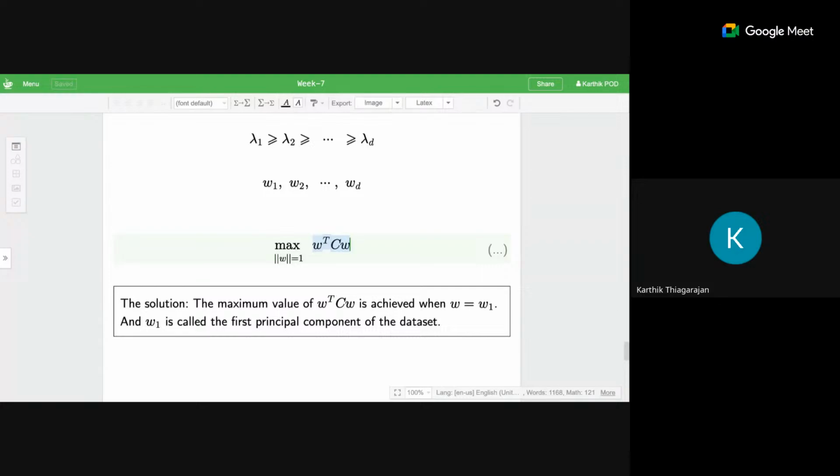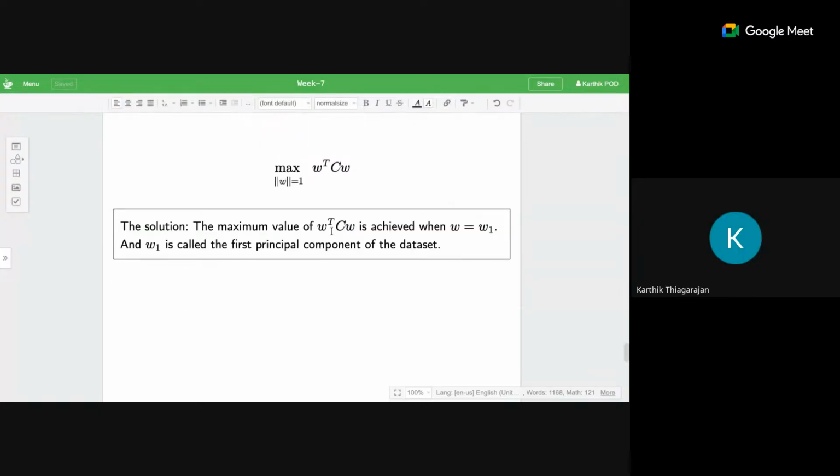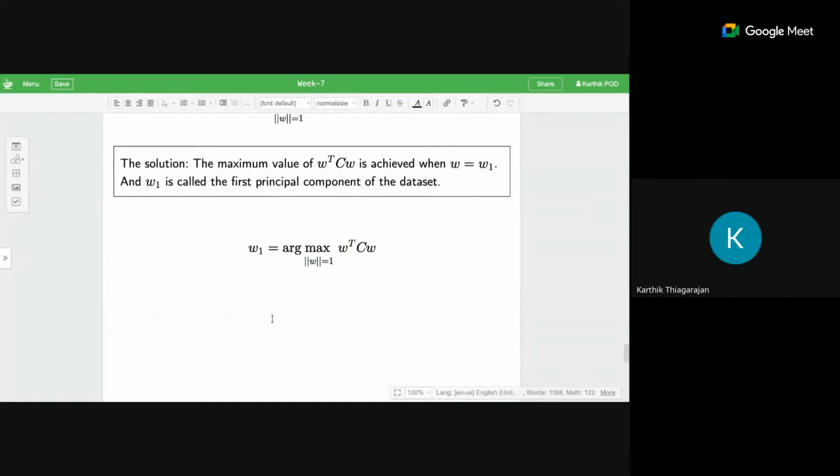Okay, is this solution clear to everyone, the statement of the solution, what we have just stated? Okay, right. So the maximum value is achieved when W equal to W1. So how do you express this? Since optimization is also started, the formal way of expressing this is argmax over norm W equal to 1 of W transpose CW, which is called W1. So that is W1. Argmax, I hope you are all familiar.